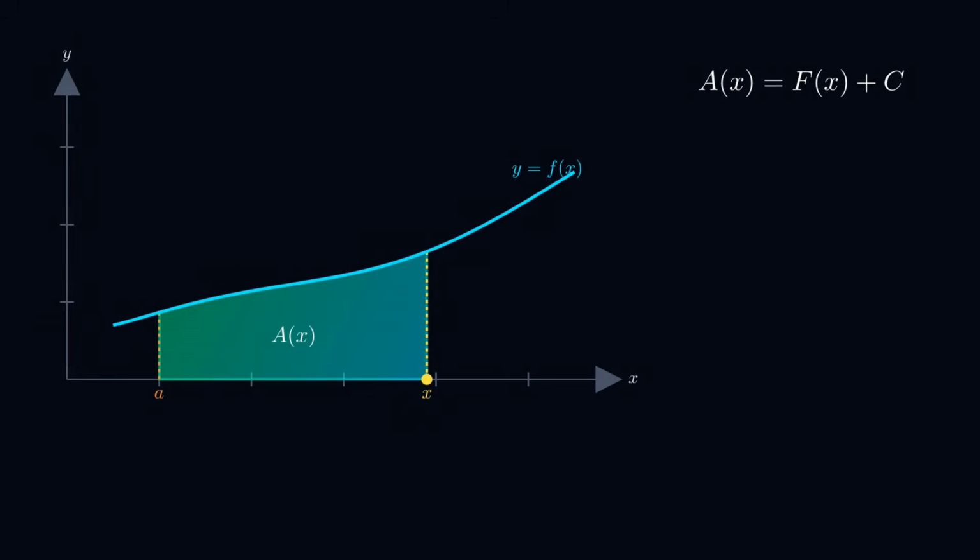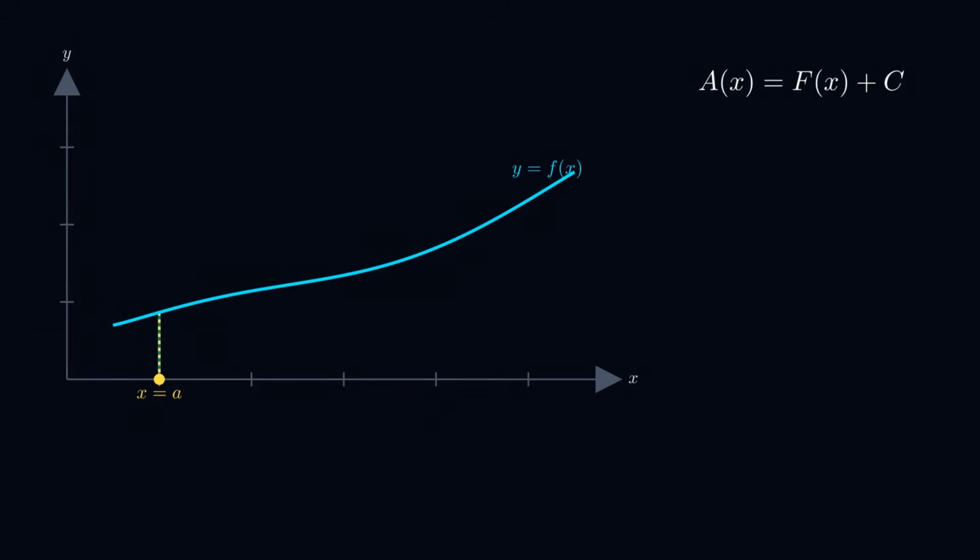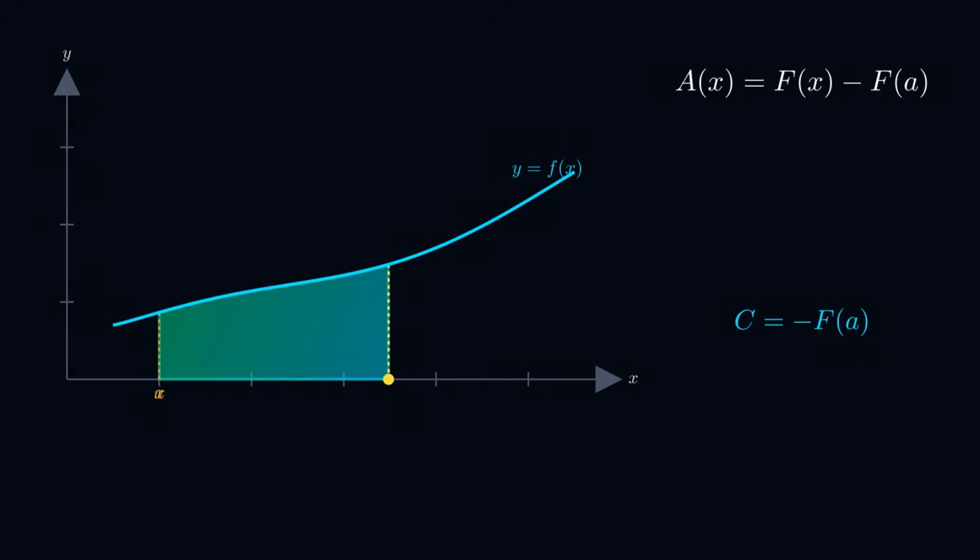Go back to the very beginning. When x equals a, the interval has zero width, so there is no accumulated area yet. A of a equals 0. Substitute x equals a. 0 equals F of a plus c. So c equals negative F of a. And now the area function becomes A of x equals F of x minus F of a.